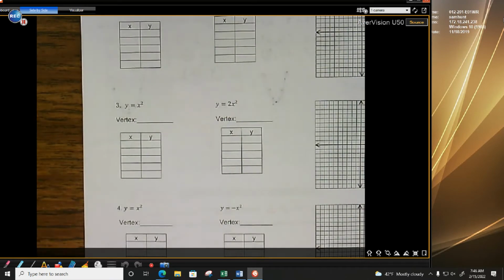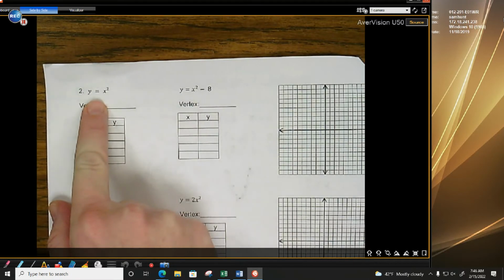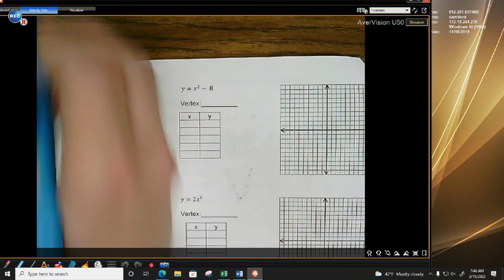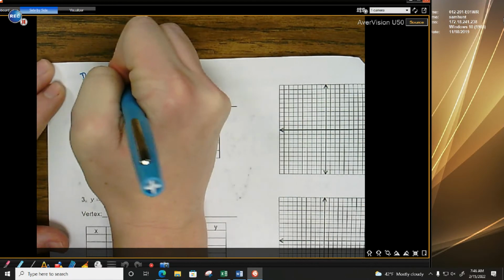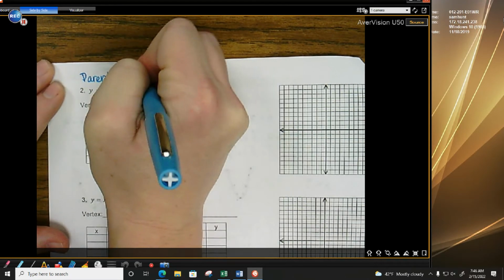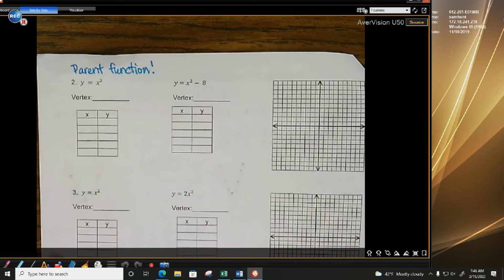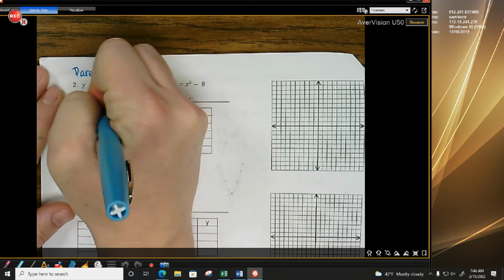What am I still starting with? Which is called your parent function. So this is your parent function. Because all it has is an x squared. What's your vertex of the parent function? 0, 0. Remember, vertex is an ordered pair.